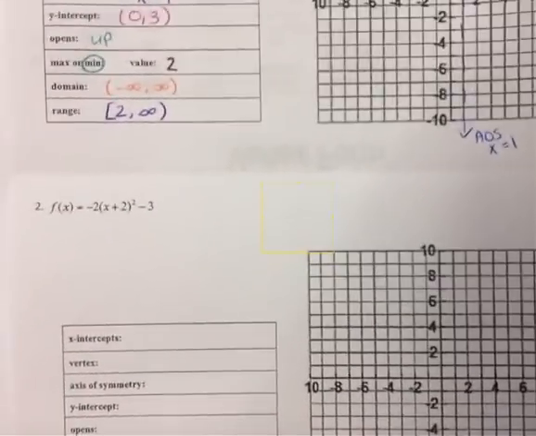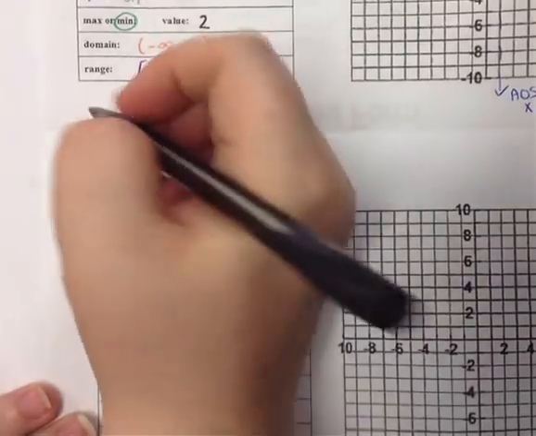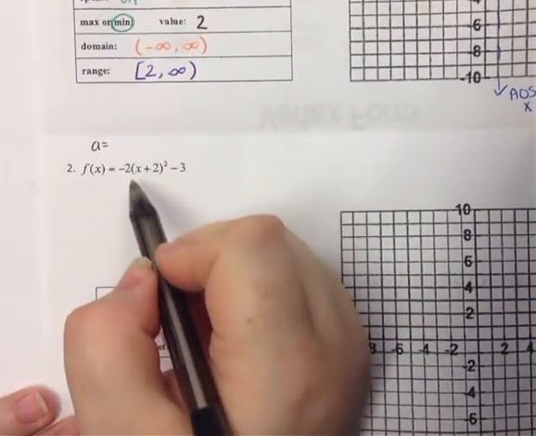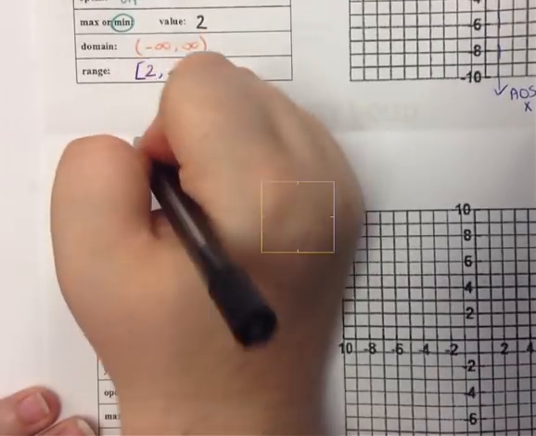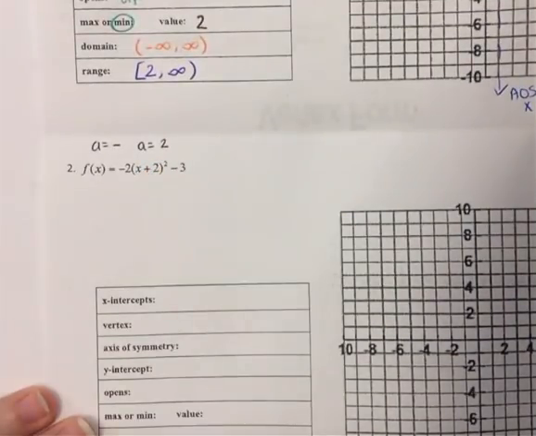This next one, we're going to do the same thing. So the first thing we need to do is figure out our A value, H value, and K value. So again, there's two things for our A value. The first thing is it is a negative. We also have A is equal to the 2. We want to see the actual number for it.